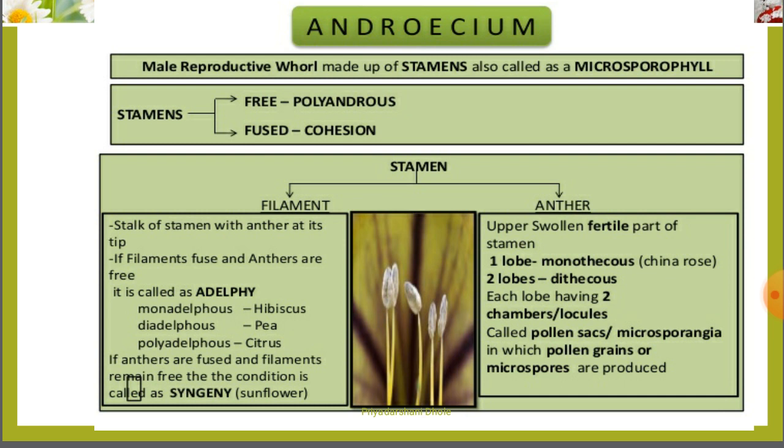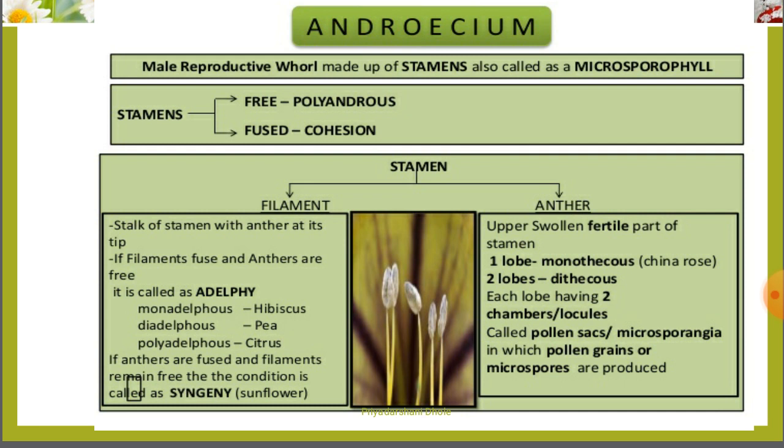Monoadelphous means a single bundle, as in hibiscus, where the filaments are fused into one. Then diadelphous, where there are two bundles, an example is pea. Polyadelphous means there are many bundles of filaments, which is called citrus. If anthers are fused and filaments remain free, the condition is called syngenesious.